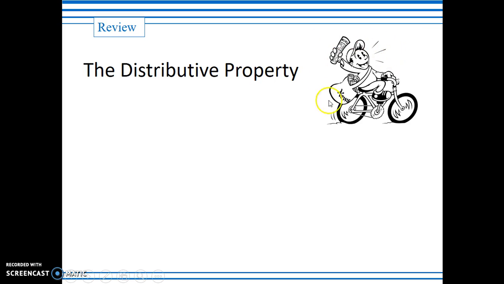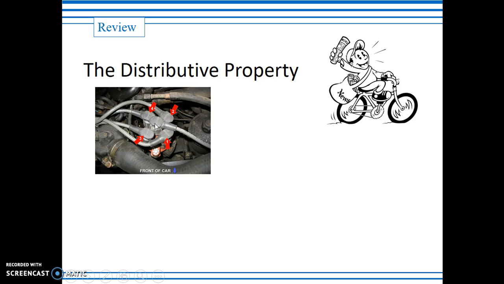In our video they talked about a newspaper boy who distributes paper to each house on his route. So he distributes a newspaper to each house on his route. Here we have another example. This is a car distributor. A distributor in a car is very much like a spinner.